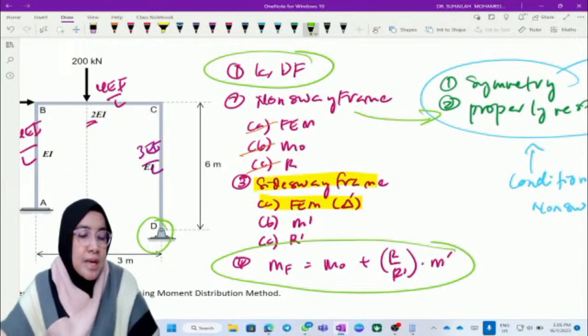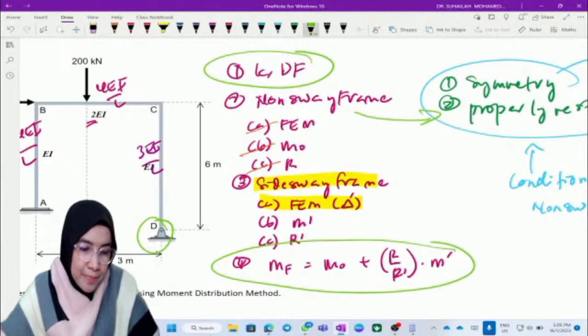Then we move to the sidesway frame. This frame is an imaginary frame. It is not the real one. It is subjected to R prime. So we have to assume FEM due to delta, and we use that FEM in the table to find the end moment, which we label as M prime. Then we repeat the same process to calculate the restraining force R prime under step number 3.